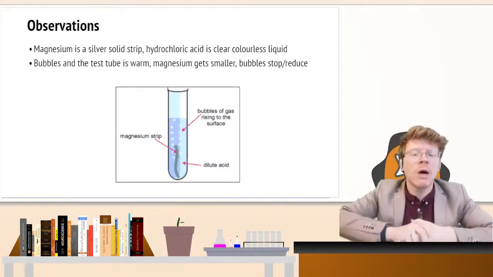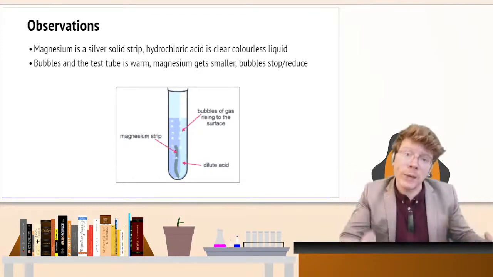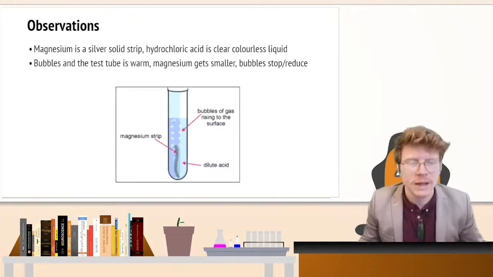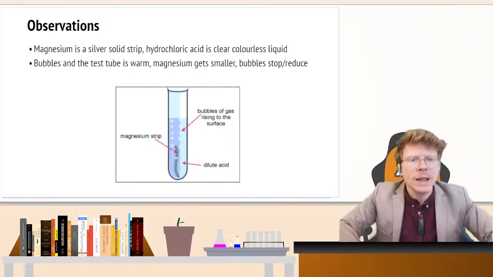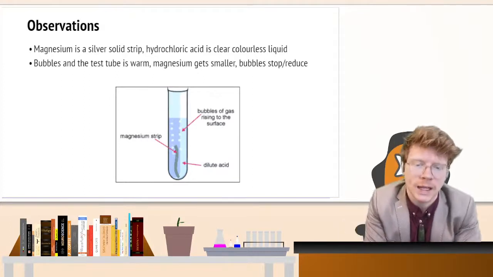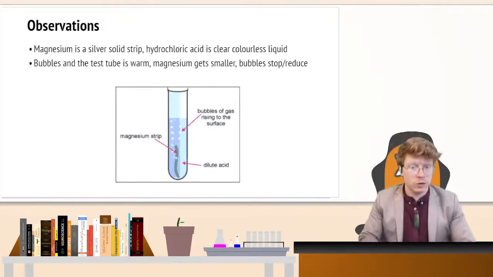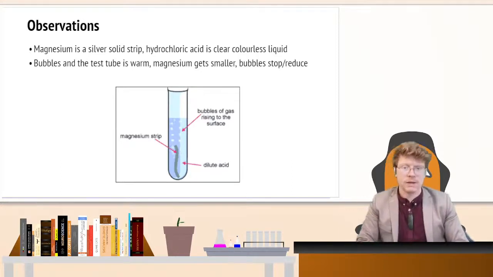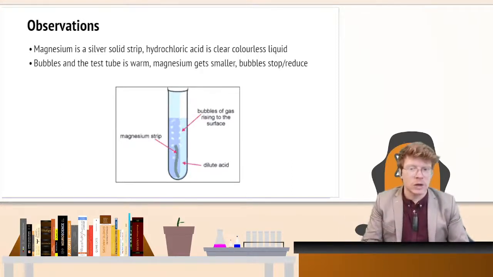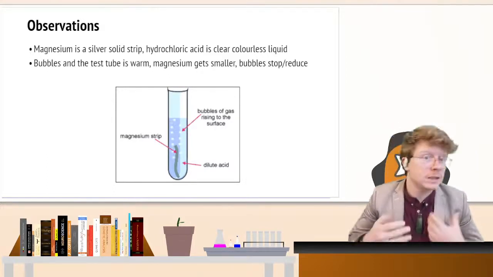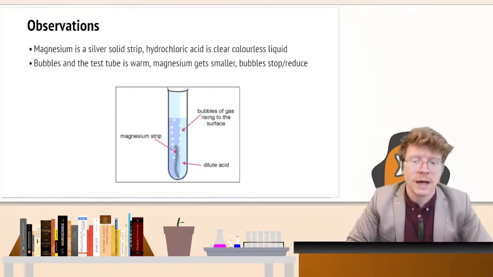All right. So here's an example of a reaction that we might do. We could drop a little piece of magnesium into some hydrochloric acid, and then we'd see some bubbles being formed, and the magnesium slowly turning into something else. Now, what you could look at there in terms of doing your observations is that the magnesium is a silvery coloured solid strip. The hydrochloric acid is clear and colourless. It is also a liquid. That the bubbles appear to be colourless.